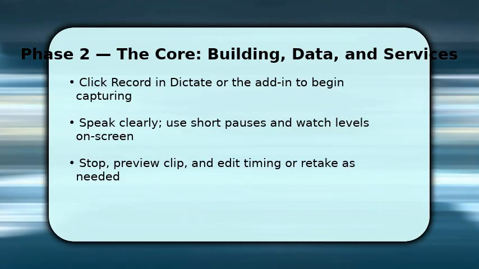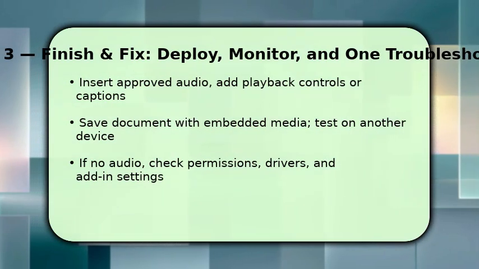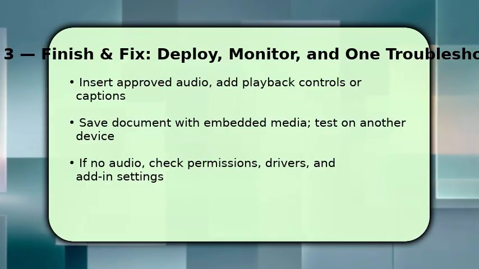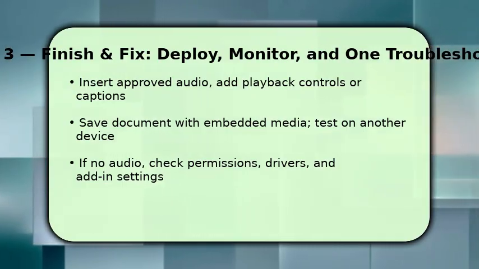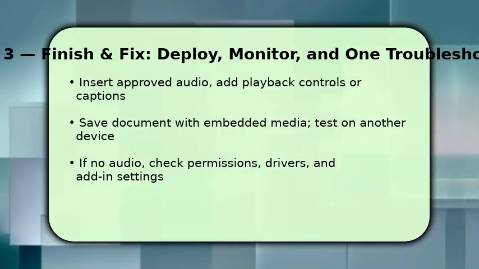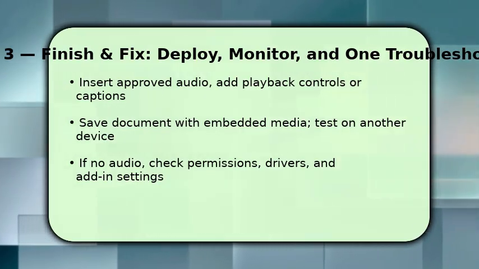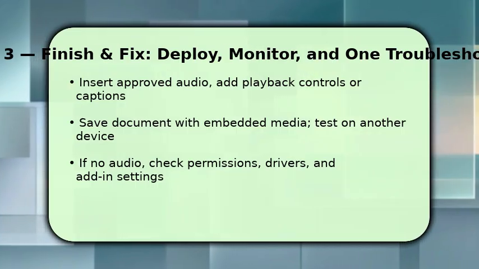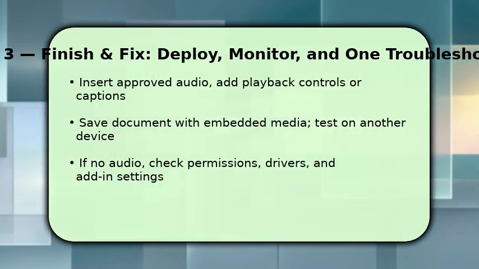Finish by inserting the final audio file into the document and positioning playback controls near relevant text. Add a short caption describing content for accessibility, then save the document, preferably with a new file name so you keep an original backup. Make sure to test playback on another device to confirm embedding worked.